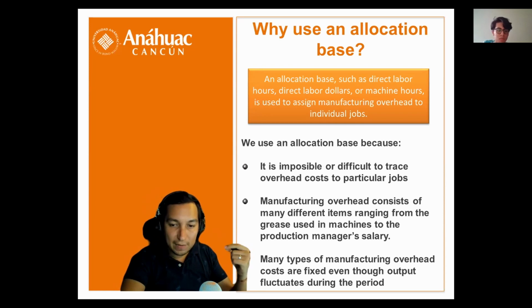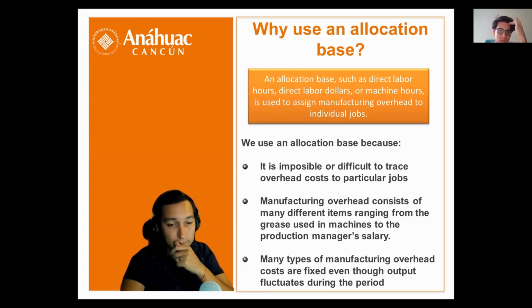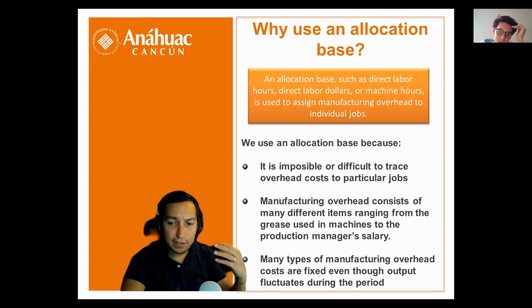So we're going to have some type of allocation base. And why do we use an allocation base? Well, first, because we can't directly trace this MOH cost to the jobs. That's why it's an indirect cost. To start with, it is impossible or difficult to trace overhead costs to particular jobs. So we can't trace it, and we are going to have to figure out a way to allocate it.